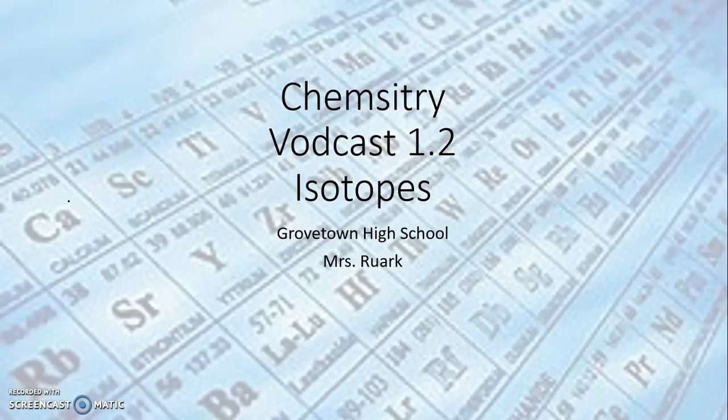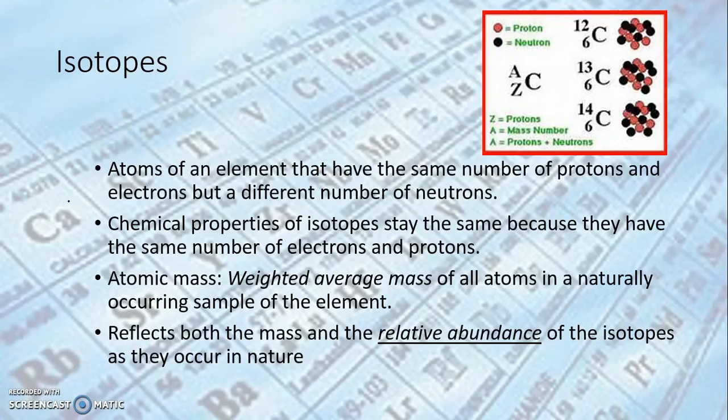This is on isotopes. So we're going to talk about how they figured out the mass of each. Okay, so what is an isotope? An isotope is just atoms of an element that have the same number of protons. Okay, so the atoms of the elements are the same, but they have a different number of neutrons.